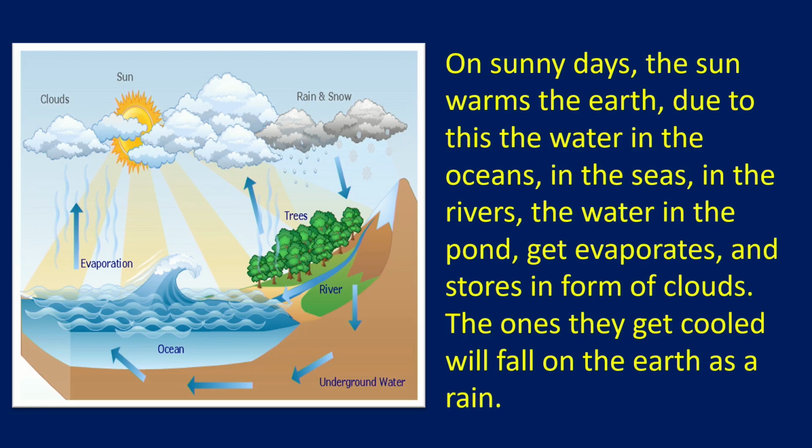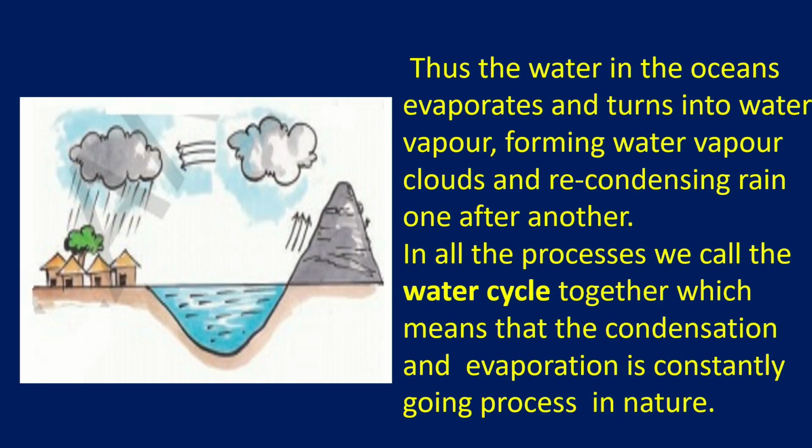On sunny days, the sun warms the earth. Due to this, the water in the oceans, in the seas, in the rivers and in the ponds gets evaporated and is stored in the form of clouds. The ones that get cooled will fall on the earth as rain. Now you observe here, it is a cyclic process.